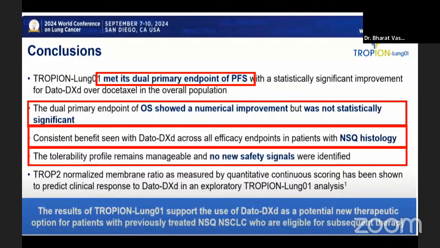So what this trial, Tropion-Lung01, showed is that it met its primary endpoint of improvement in PFS, numerically better OS but not statistically significant, and consistent benefit across subgroups in non-squamous. And tolerability is something for which I may think of giving this drug, probably a better drug in terms of tolerance, but yes, no improvement in OS. And docetaxel continues to hold its place normally.